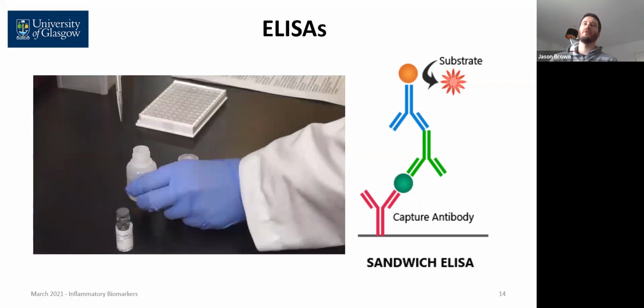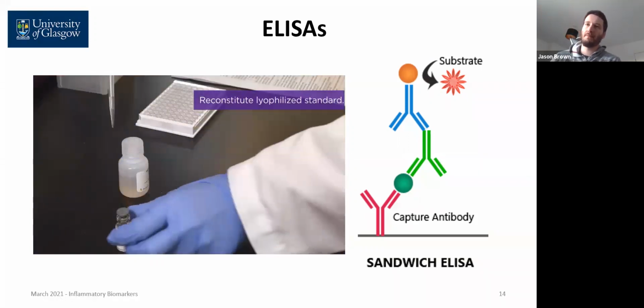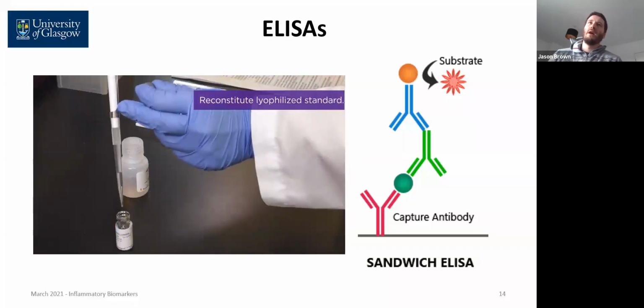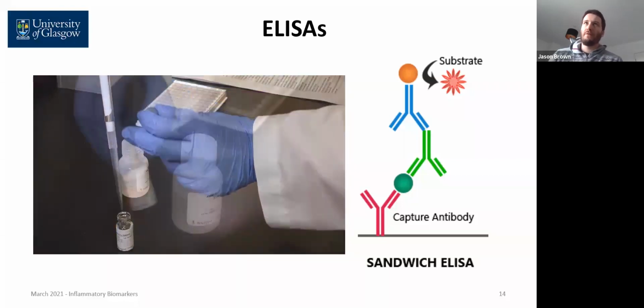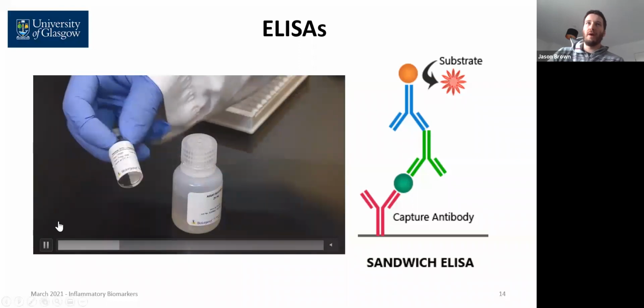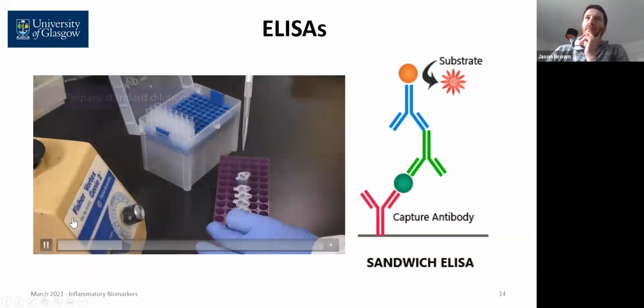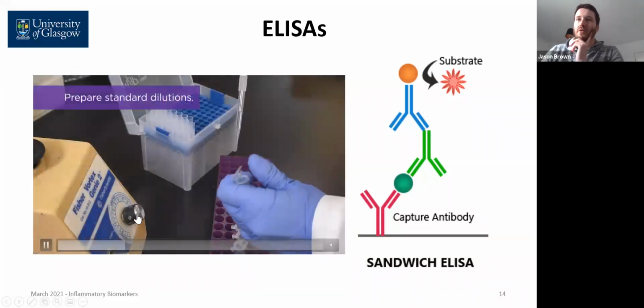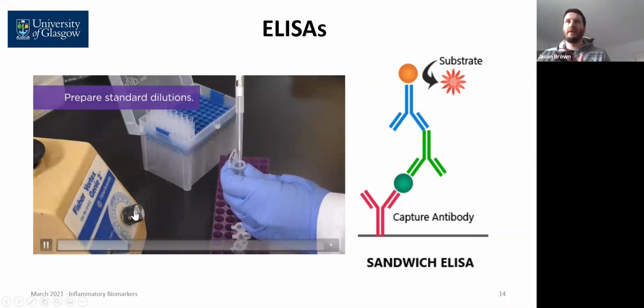The first step is to make your standards. So the standard comes as a powder. Usually you need to reconstitute that powder with a given volume of the buffer. Make sure it's properly mixed and then do serial dilutions. And we'll talk about the serial dilutions in the next slide.